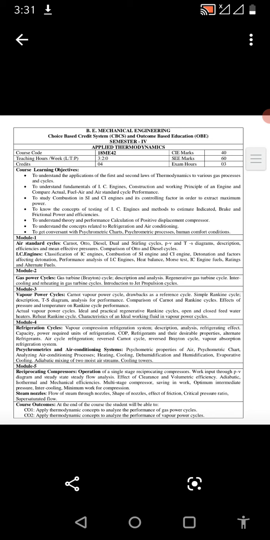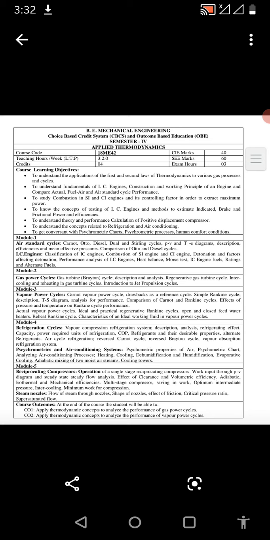Module 1 deals with air standard cycles as well as IC engines. Module 2 deals with gas power cycles as well as gas turbines. Then module 3 deals with vapor power cycles, the Rankine cycle mainly. Module 4 deals with refrigeration cycles as well as psychrometrics and air conditioning systems. And the last, module 5, deals with reciprocating compressors as well as steam nozzles.